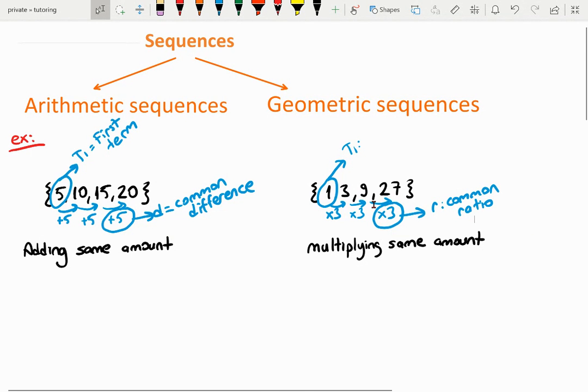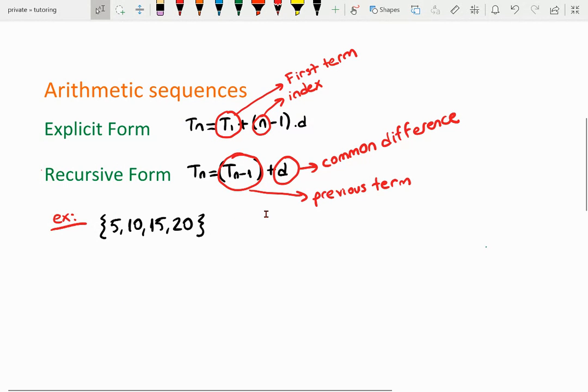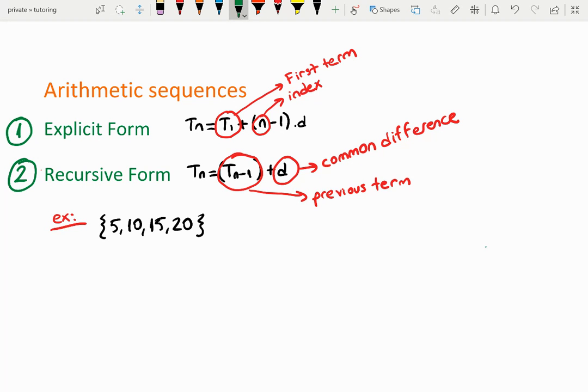So let's talk about arithmetic sequence forms. There are two types of forms. One is explicit form, another is recursive form. For finding explicit form, we have a formula: Tn equals T1, which is the first term, plus n minus 1, where n means index, multiplied by d. And for recursive form, we have Tn equals Tn minus 1, which means the previous term, plus d, the common difference.